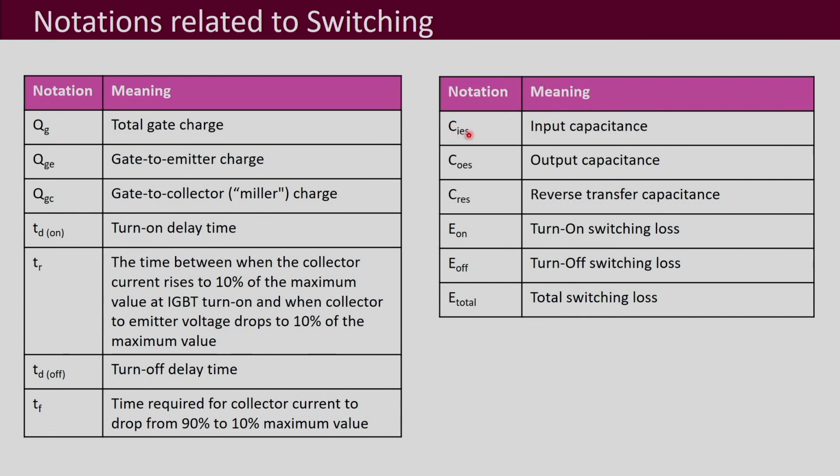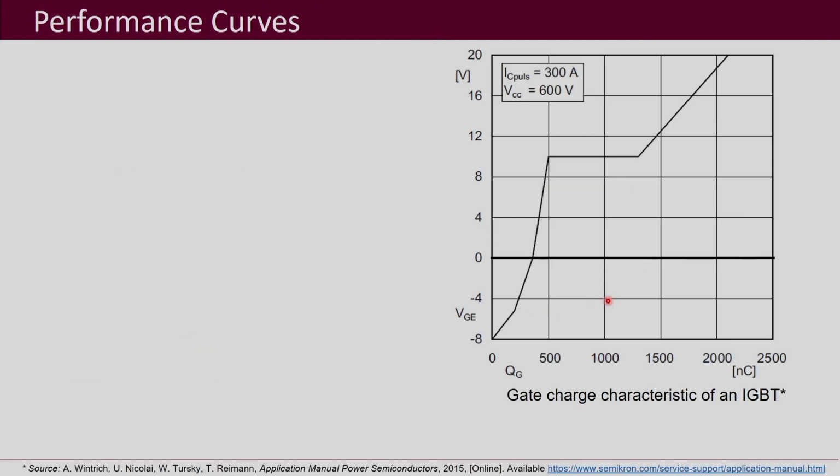Then your input capacitances, output capacitances, and reverse transfer capacitances are also usually mentioned in the data sheet. Apart from that, in IGBT data sheets they also provide E on and E off, that is your turn on switching loss and turn off switching loss, and the sum of these two, which is your total switching loss.